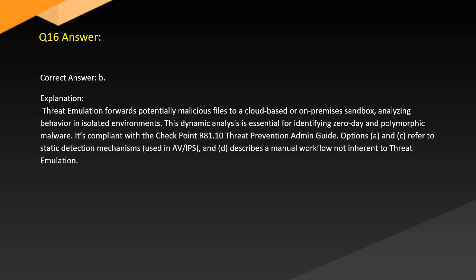Answer. Correct answer: B. Explanation. Threat emulation forwards potentially malicious files to a cloud-based or on-premises sandbox, analyzing behavior in isolated environments. This dynamic analysis is essential for identifying zero-day and polymorphic malware. It's compliant with the Check Point R81.10 Threat Prevention Admin Guide. Options A and C refer to static detection mechanisms used in AV and IPS, and D describes a manual workflow not inherent to threat emulation.